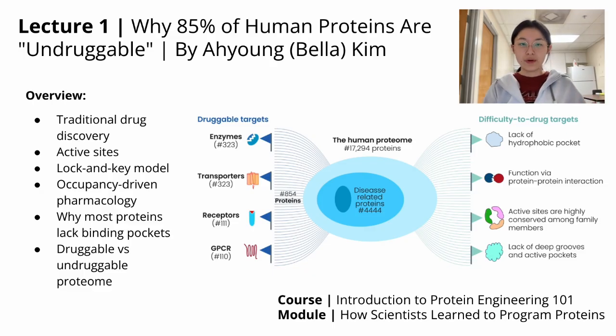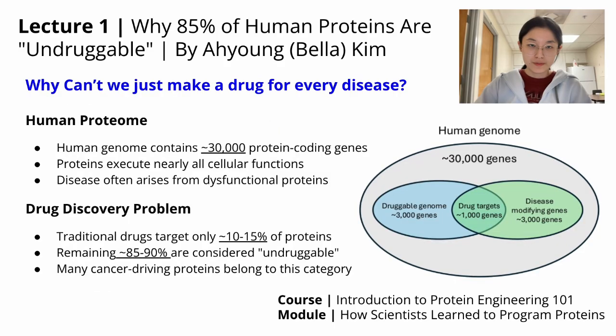Just an overview of what we're going to be talking about in this lecture. We're going to look into traditional drug discovery methods, active sites of enzymes, the lock and key model, as well as the occupancy-driven pharmacology model, which is a more traditional model of drug discovery, and why most proteins lack binding pockets, as well as a general comparison between undruggable and druggable proteomes.